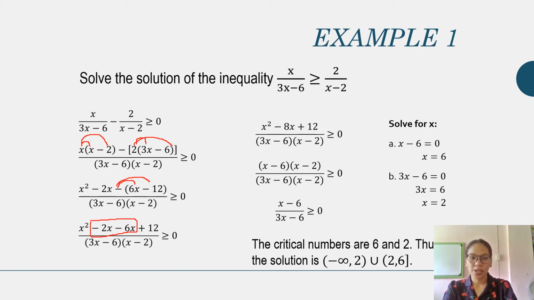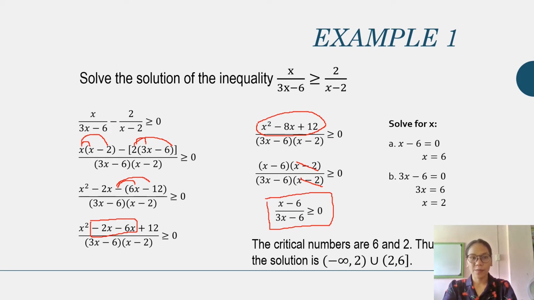So, copy yung denominator. Since this is a product of two binomials, we can divide this into two binomials. So we have x minus 6 times the quantity of x minus 2 over 3x minus 6 over x times x minus 2. Since we have a common factor, cancel out natin itong common. So we have x minus 6 over 3x minus 6. That will be our final inequality.